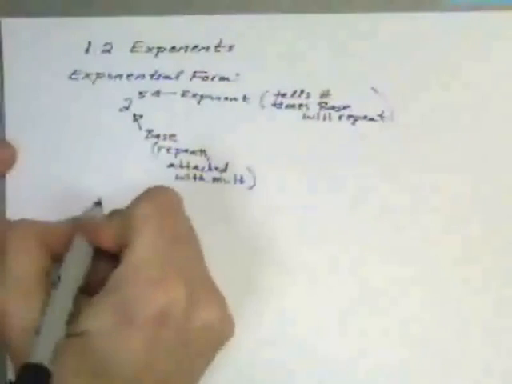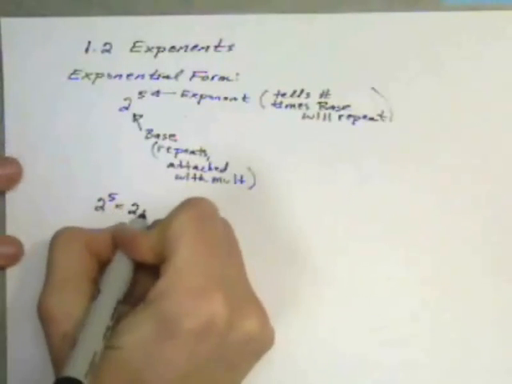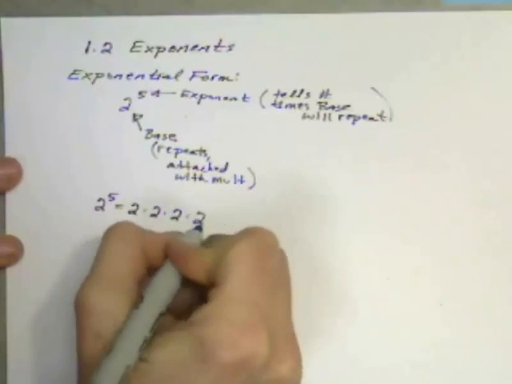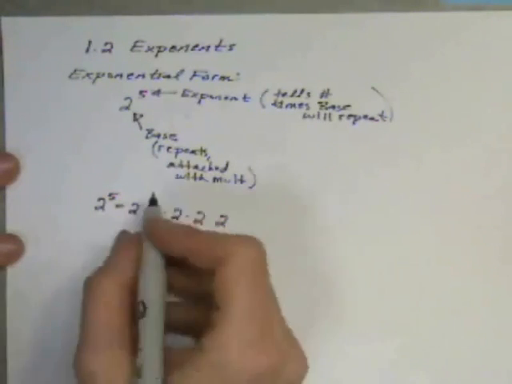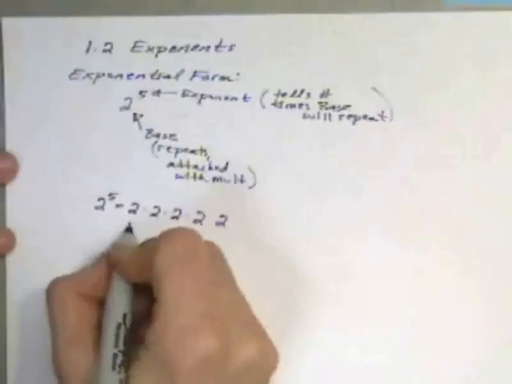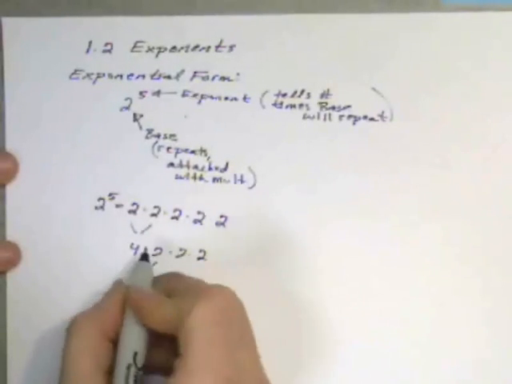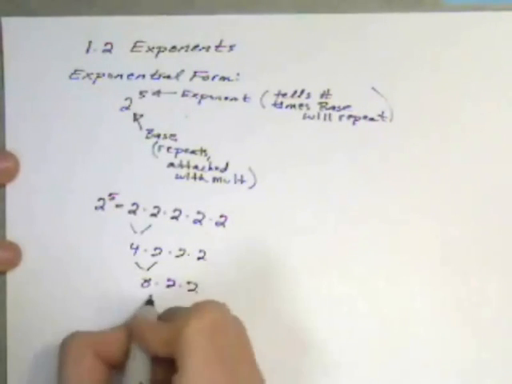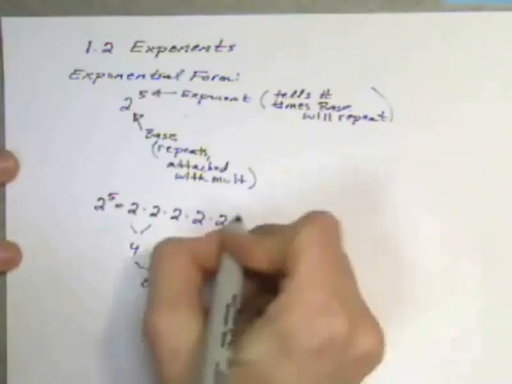So for instance, 2 to the 5th power. What that means is 2 times 2 times 2 times 2 times 2, five 2s. That's exactly what it means. And you can evaluate it in parts if you want. You can say, oh, 2 times 2, that's a 4. Bring down the rest. 4 times 2, that's an 8. Bring down the rest. 16. 32.